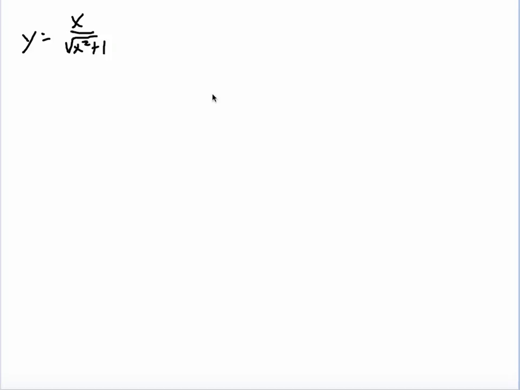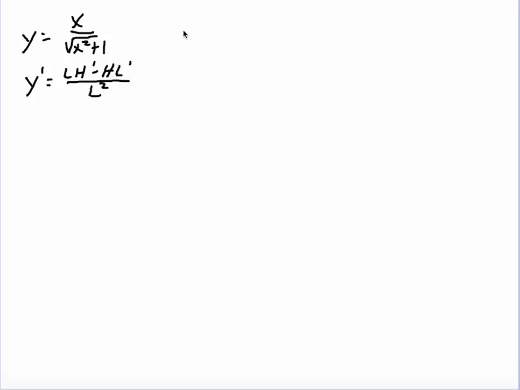We are looking at a function today, y is equal to x over the square root of x squared plus 1, and we're going to try and find y prime. To find y prime, we need to realize that we're going to use the quotient rule and the chain rule. So let me just write low d high minus high d low all over low squared.